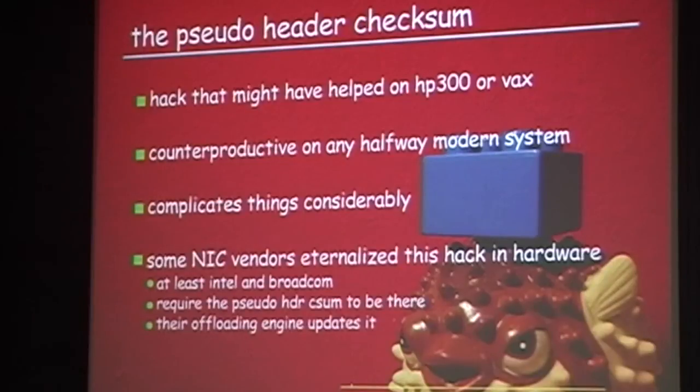This hack, some network interface card vendors eternalized this hack in hardware so it'll stay. There are some chips, foremost the internal Broadcom ones, that require the pseudo-header checksum to be there, and their offloading engine only takes care of the rest, updates the pseudo-header checksum. Everybody else who implemented checksum offloading capabilities did the right thing and just ignores what's there. They don't require anything. They do the full checksumming and write the checksum to the packet, done. There's some that require the checksum here to be 0, but that's easy.